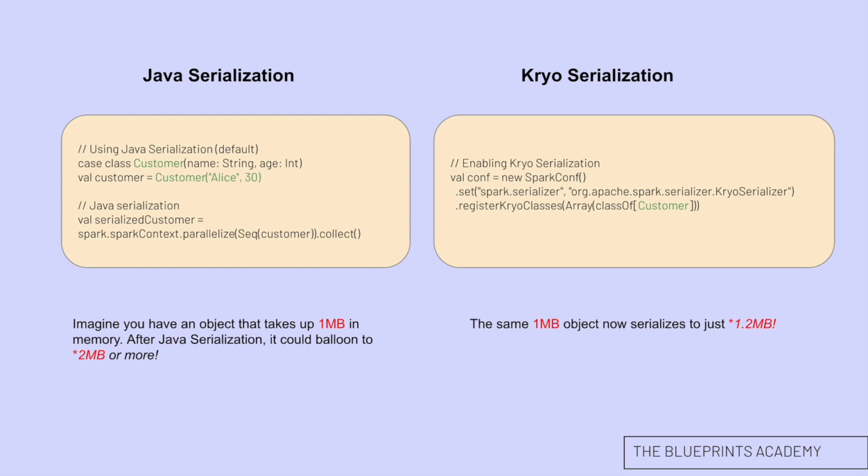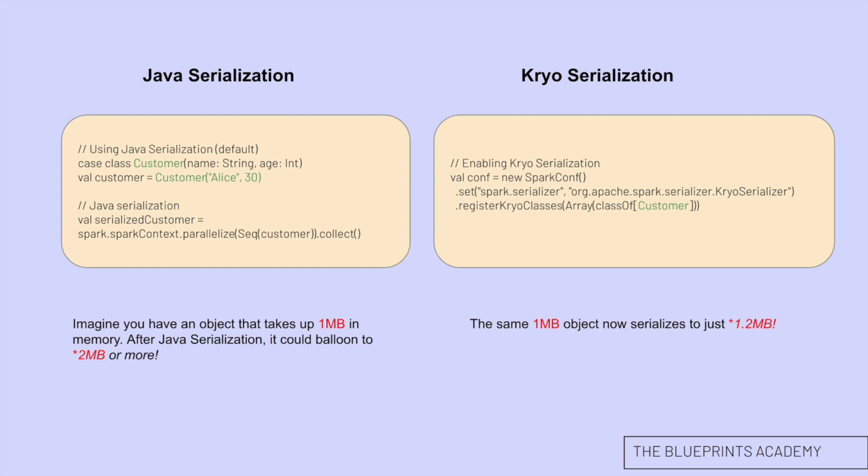With Java serialization, usually the data is much larger. Imagine you have an object that takes up 1 MB in memory raw, without serialization. After Java serialization, it could balloon to 2 MB or more. Now you must be wondering where this extra 1 MB comes from. It is nothing but metadata added by the Java serialization algorithm, which makes the data heavier.